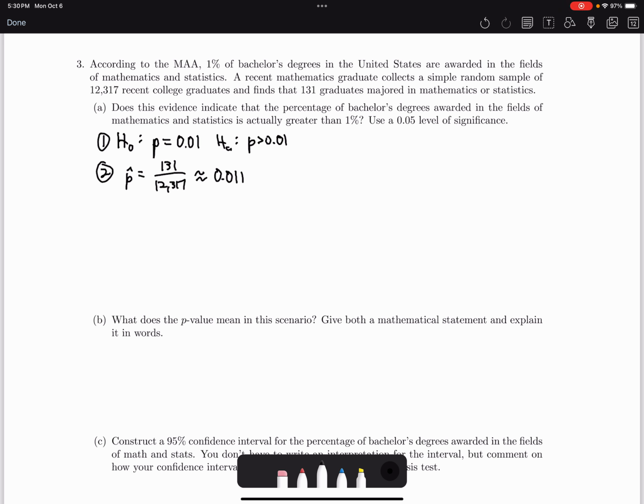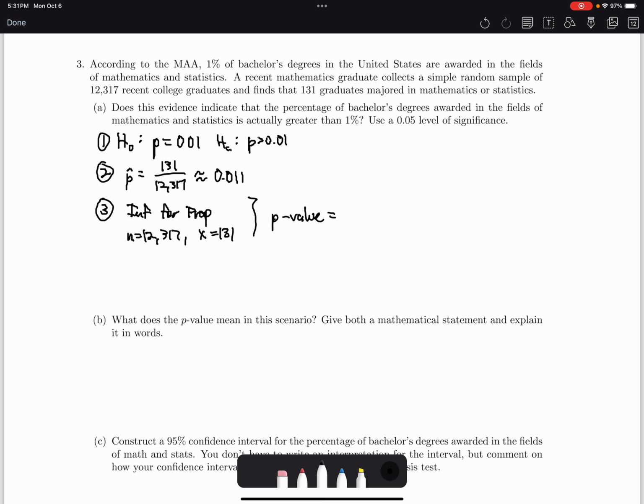Okay, but maybe it's statistically significant just because we had such a large sample size. So there's only one way to know that, and that would be to run the test. So we're going to go to inference for a proportion. We're going to put in 12,317 for the sample size and 131 for the number of successes. And then we'll get a p-value out of that.